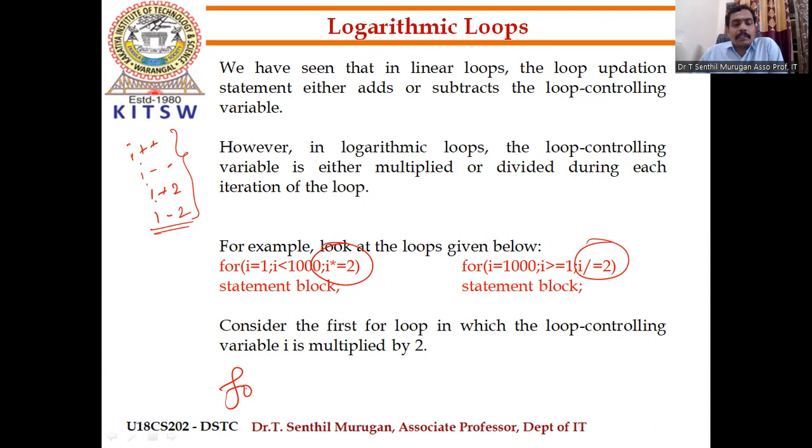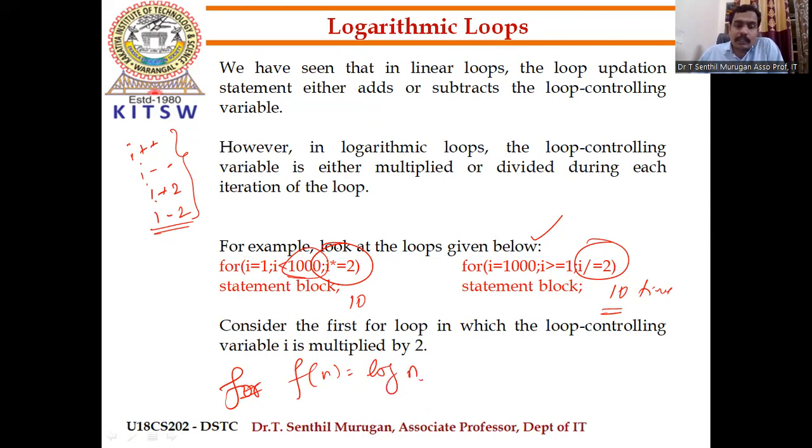Logarithmic operation means, if you see 1000 is the value, but this loop will execute only 10 times. The same here: it will start from 1000 down to 1, divided by 2, so it will execute again only 10 times. So this is logarithmic time. How can we write it? f(n) = log n. This is the time complexity.